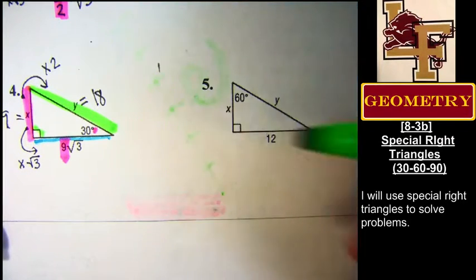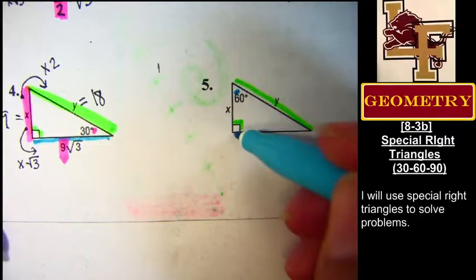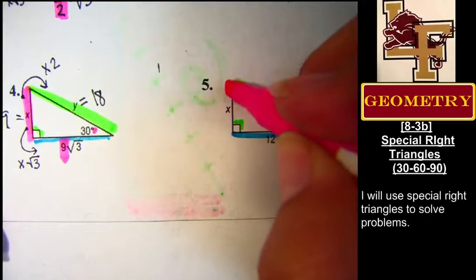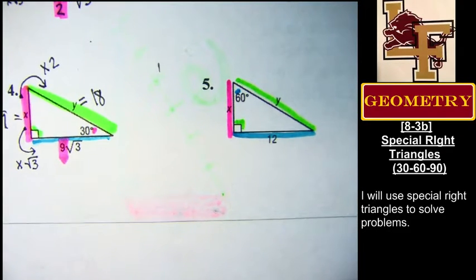Let's color code it real quick. Here's my right angle. That makes this the hypotenuse. Here's my 60, making this my long leg. That makes this one my short leg. I have the long leg.